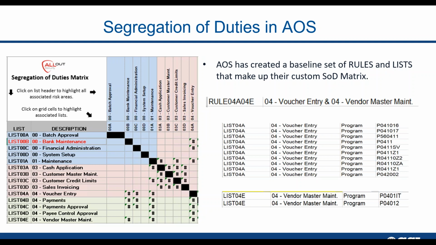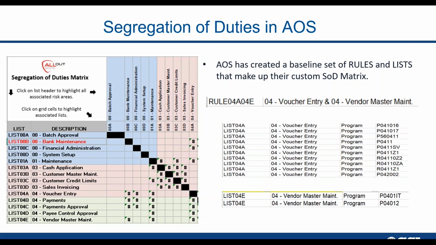And this left grid over here, the matrix, is what ALLOut designed. Look at the outer edge. I kind of cut it off on the screenshot right where it needed to be. You see the 04 voucher entry. You can go down, and every time there's a number sign or a hash mark, that is where that list has an SOD violation or issue if the user has programs from both of those lists.